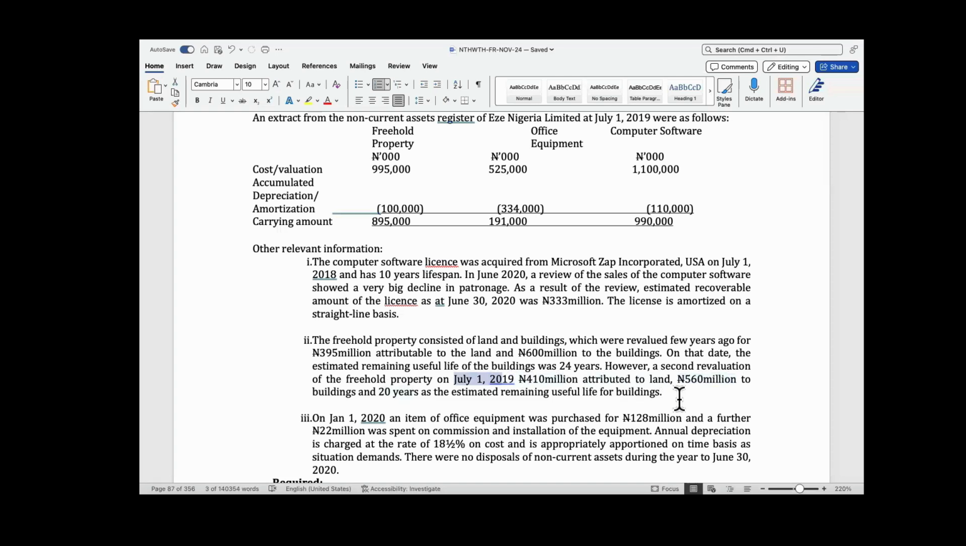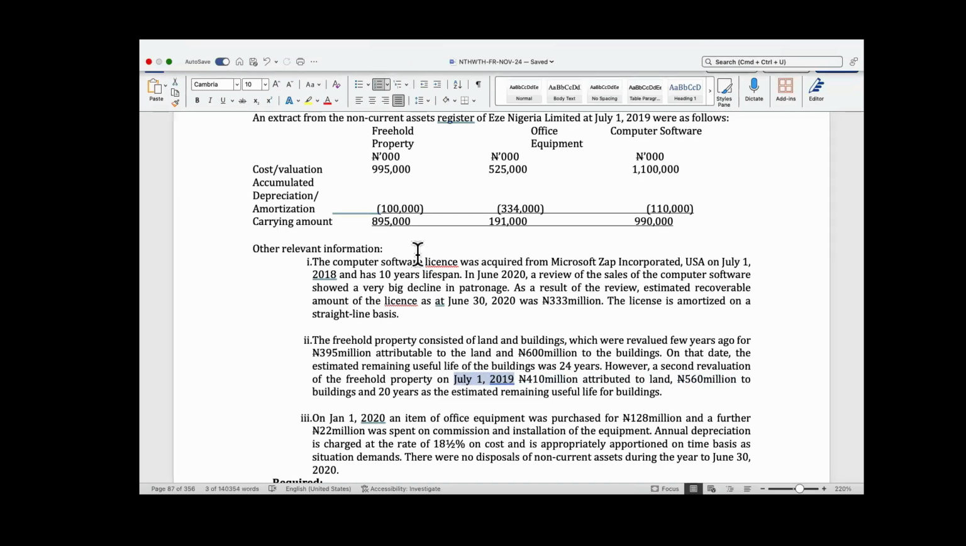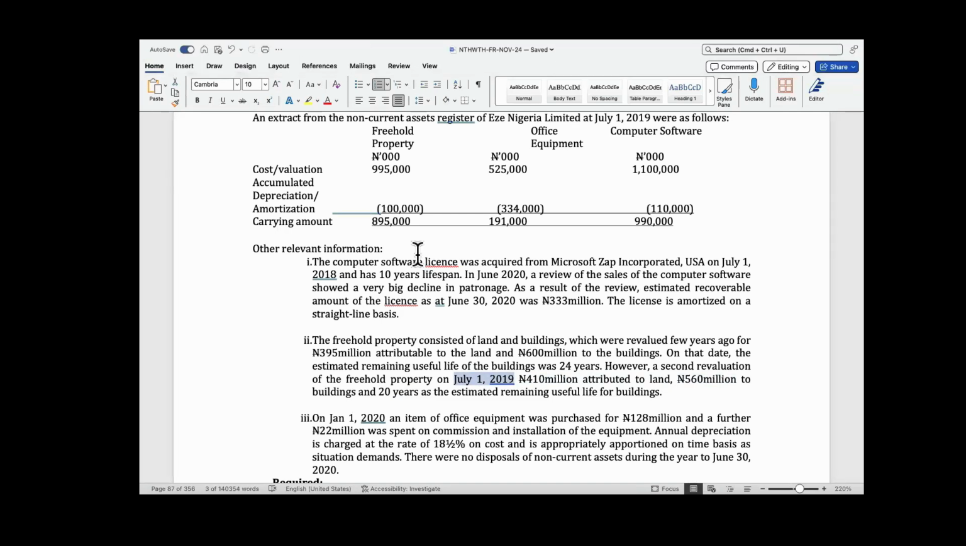Quite straightforward. Whenever there is a revaluation, what I've taught you, which I will still apply here, is that the first thing you need to do is to determine whether we are having a revaluation gain or a revaluation deficit, a revaluation gain or revaluation loss.